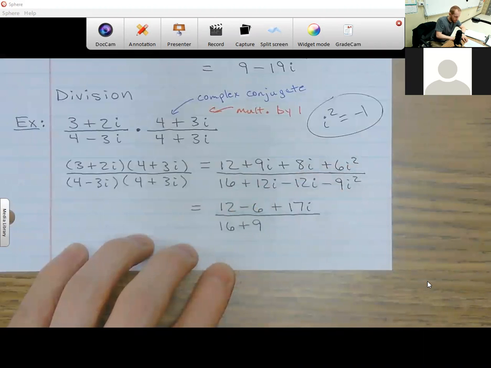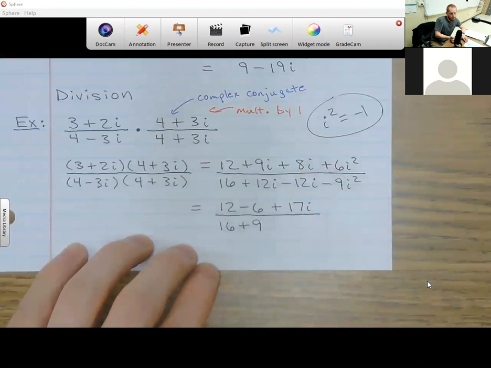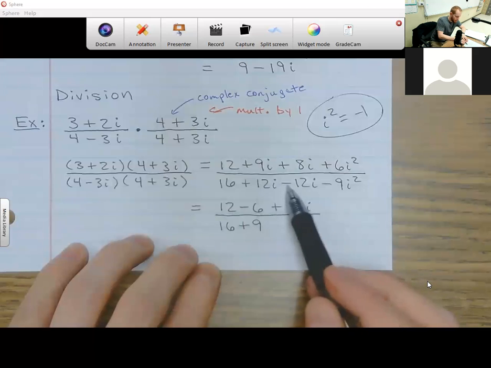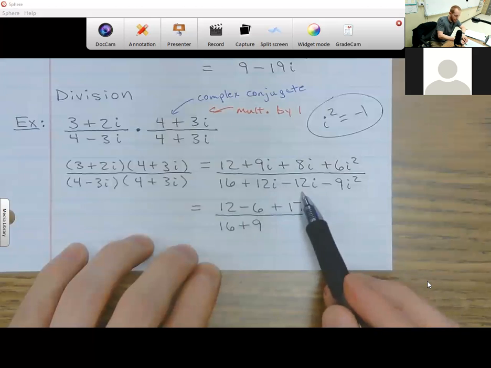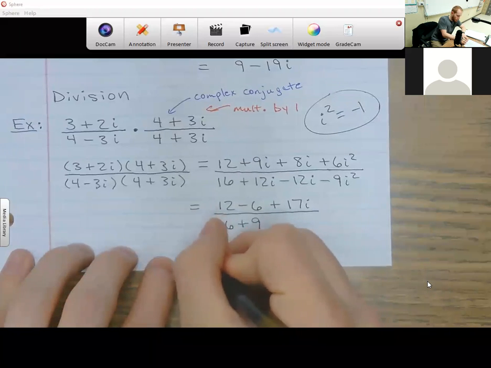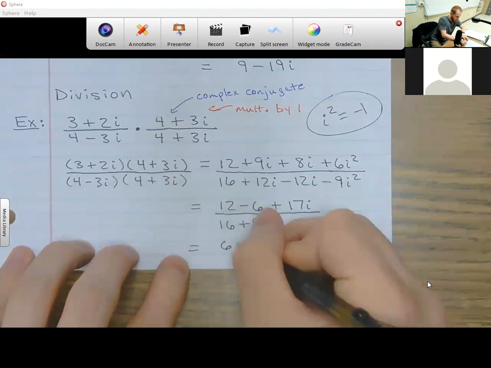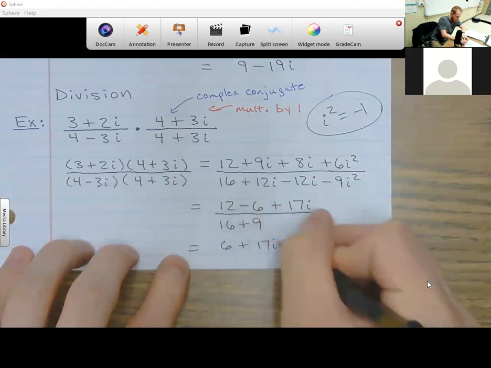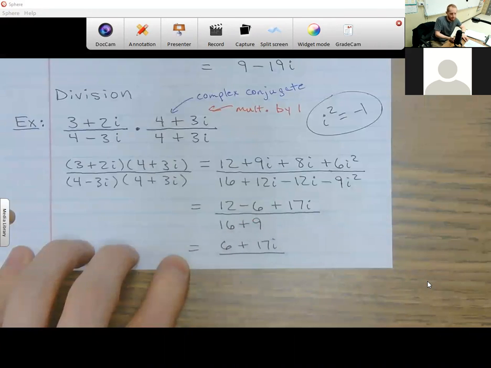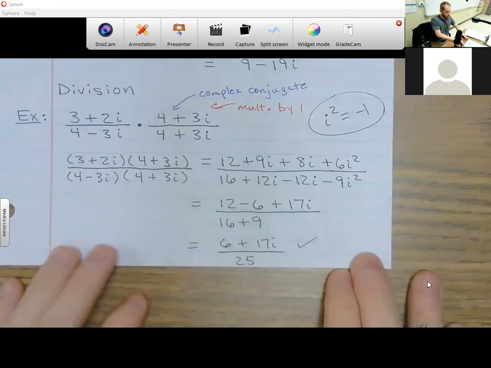And then the middle two parts together, I have 12i minus 12i. They actually cancel out. So there's no i part on the bottom anymore. You probably noticed that when I did it, right? I've got a positive 12 and a negative 12. They cancel out. So my final answer is going to be whatever's on top, right? What's 12 minus 6? That's going to be 6 plus 17i. And then what's going to be on the bottom? 16 plus 9, that's going to give me 25, right? And I'm done. That's division.